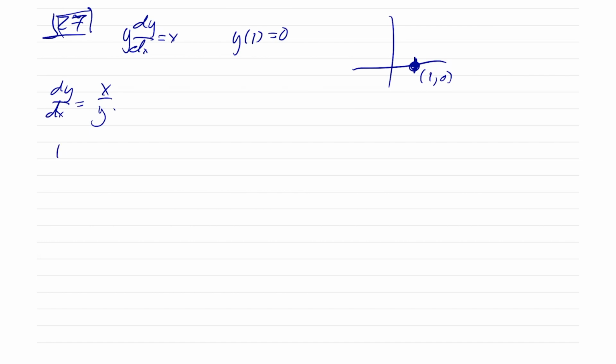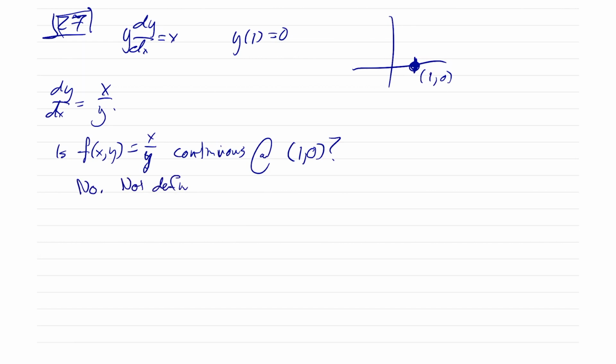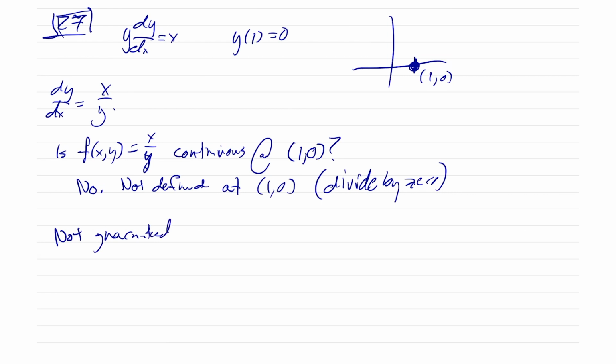And so then you can ask, is f of x,y written as x over y continuous at 1, 0? And the answer is no. It's not even defined there. It's a divide by 0. So that's it. So it's not guaranteed a solution by theorem 1, a unique solution. Okay, so yeah, that's how you do that sort of thing.